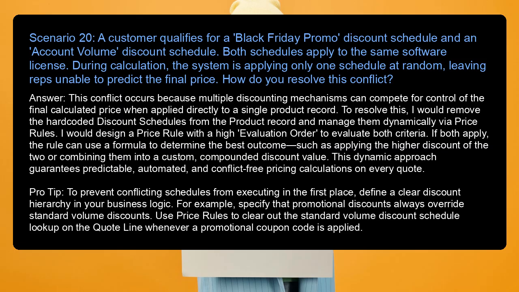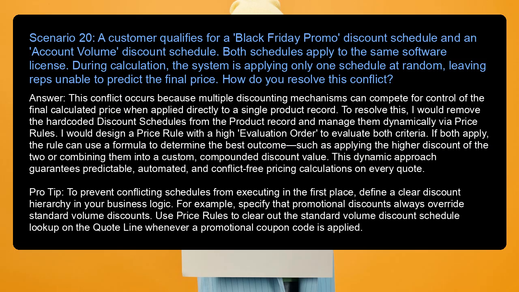If both apply, the rule can use a formula to determine the best outcome, such as applying the higher discount of the two or combining them into a custom, compounded discount value. This dynamic approach guarantees predictable, automated, and conflict-free pricing calculations on every quote.